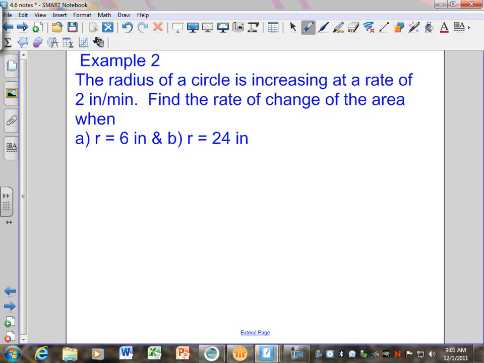All right, so this says the radius of a circle is increasing at a rate of 2 inches per minute. Find the rate of change of the area when r equals 6 inches and when r equals 24 inches. Which means it's two problems. But they're telling us that the radius is increasing at a certain rate, and they want to know, because the radius is increasing, how is the rate of the area, like how is it changing as the radius is increasing? So the first thing you have to do is figure out what equation you're using. And if we're trying to find the rate of change of the area, what equation am I going to use? The area of a circle, which is pi r squared.